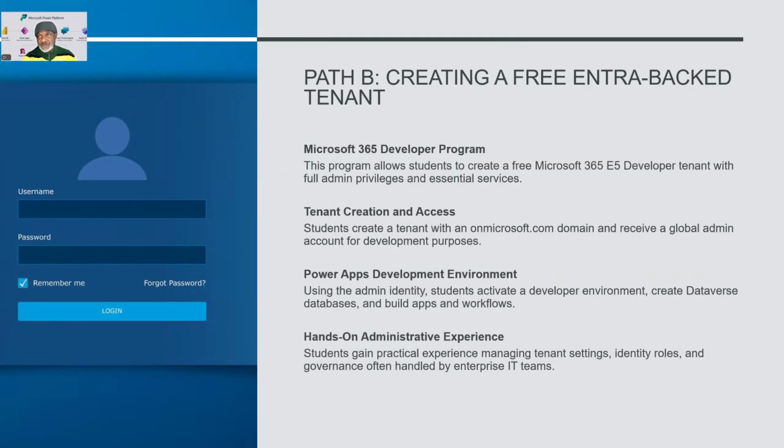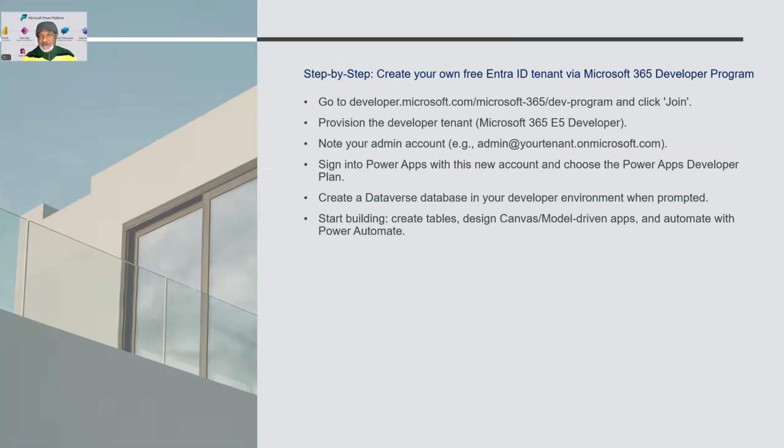Another path you can use to get a free Entra-backed identity: this program will allow students to create a free Microsoft E5 developer tenant with full admin privileges. A student creates a tenant with an onmicrosoft.com domain, where they will receive a global admin account for development purposes. Using this identity, students will activate a developer environment, create a Dataverse database, and build apps and workflows. Students will also gain experience managing tenant settings, identity roles, and governance often handled by enterprise IT teams.